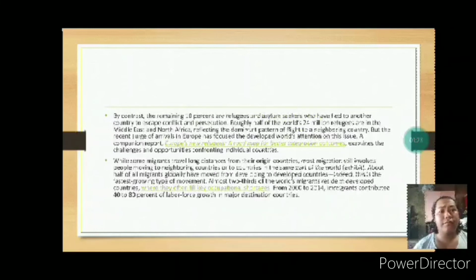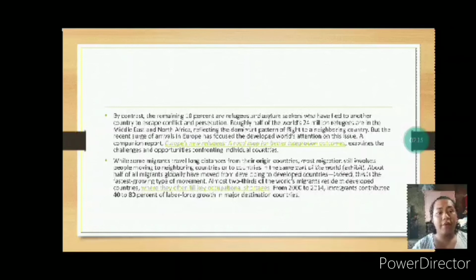By contrast, the remaining 10% are refugees and asylum seekers who have fled to another country to escape conflict and persecution. Roughly half of the world's 24 million refugees are in the Middle East and North Africa, reflecting the dominant pattern of flight to a neighboring country. But the recent surge of arrivals in Europe has focused the developed world's attention on this issue. A companion report, Europe's New Refugees: A Roadmap for Better Integration Outcomes, examines the challenges and opportunities confronting individual countries.